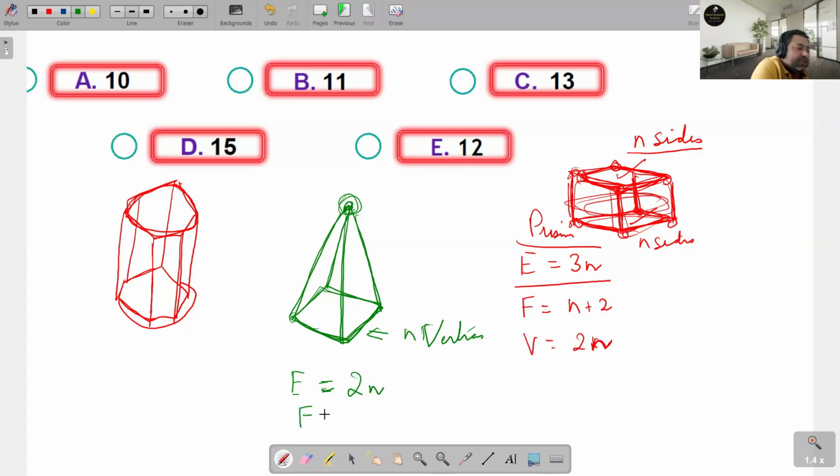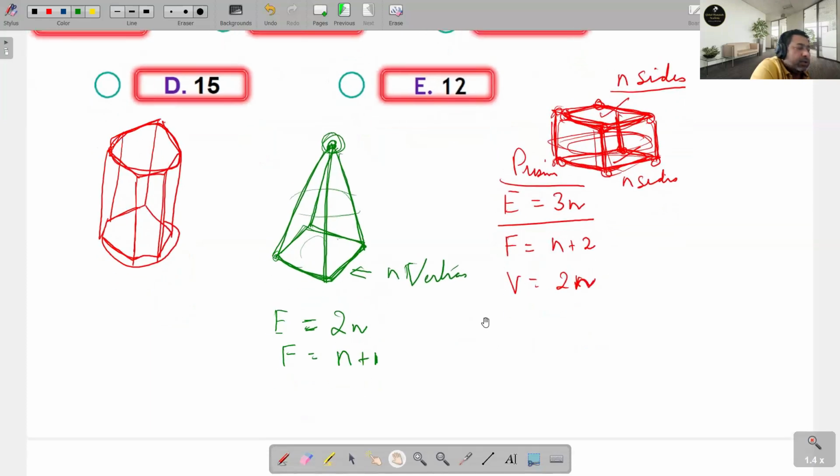What about the faces? There are n faces around, and there is one face at the bottom. So it is n plus 1. And what about vertices? Vertices are also n plus 1, because there are n vertices here and there is one on top. So this is for a pyramid.